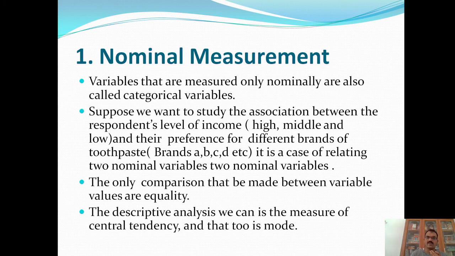First one is respondents' level of income: high income, middle income, low income. So it is a nominal variable. And another one is a preference for different brands of toothpaste, like A, one brand, B, second brand, C, third brand, D, fourth brand. So it is another nominal variable. So what we are doing is relating the two nominal variables here.